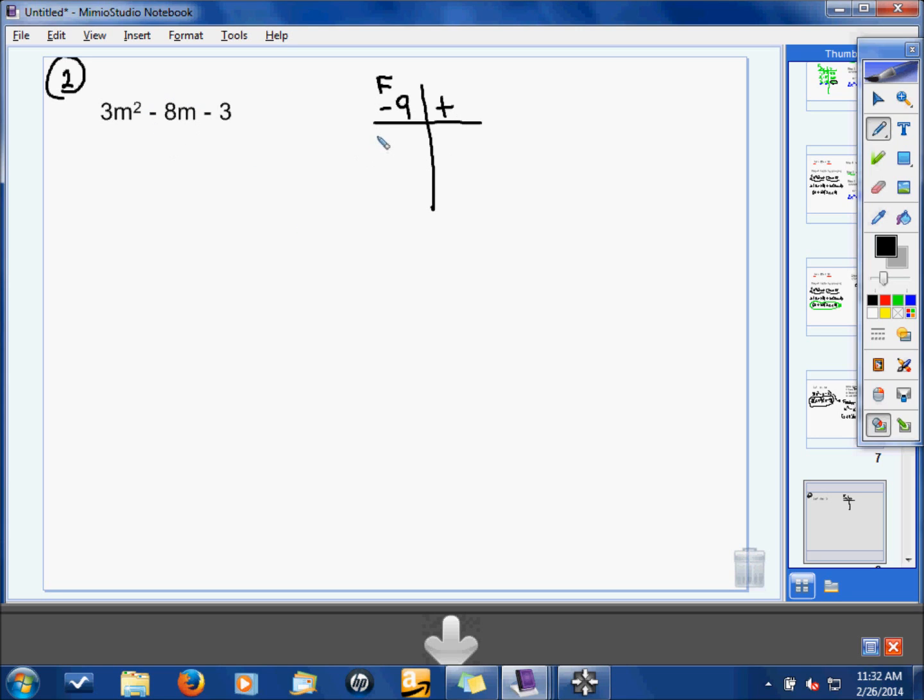So negative 9 and 1. Negative 9 and 1. Let's do that. And it always helps to start with the 1s and then kind of work your way through so you don't miss anything. So this is negative 8. And I can't conveniently just write my answer. What do we have to do first? We need to rewrite it. 3m squared. What do we do with this 1 and 9?